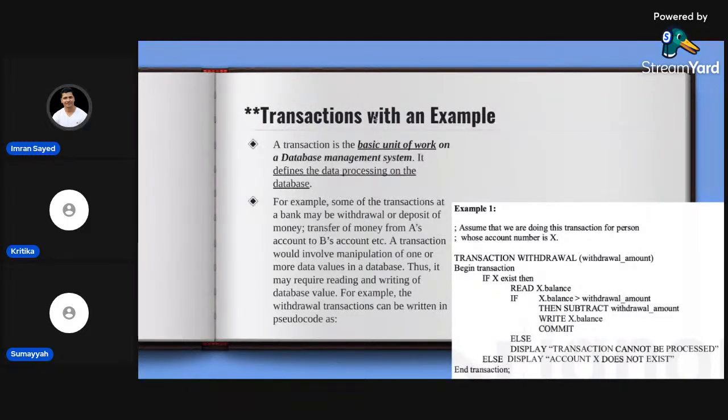A transaction is a basic unit of work on a database management system. It defines the data processing on the database. Then you can give the example of the bank withdrawal in your own way. This is not like code, it's just pseudo code, just explaining what a transaction would be like.